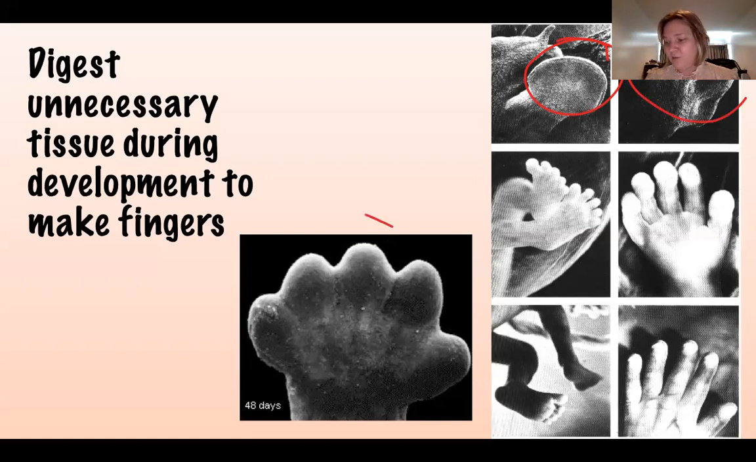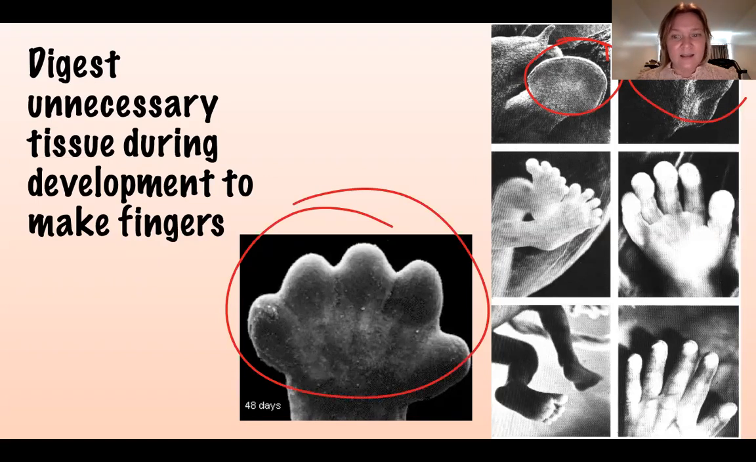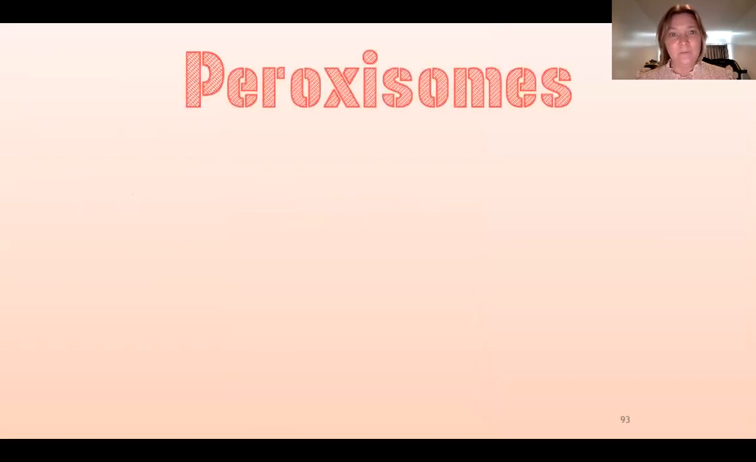Now, the thing here, 48 days after conception, or after the egg and the sperm fuse together, you can see the beginnings of fingers, but you're going to need enzymes to come in and break down the skin, because obviously we don't have webbed fingers like a frog, right? So you're going to need enzymes to break down the skin between the fingers so that you end up with a normal looking hand and not like a freak frog hand. And so that's another function of lysosomes during development.